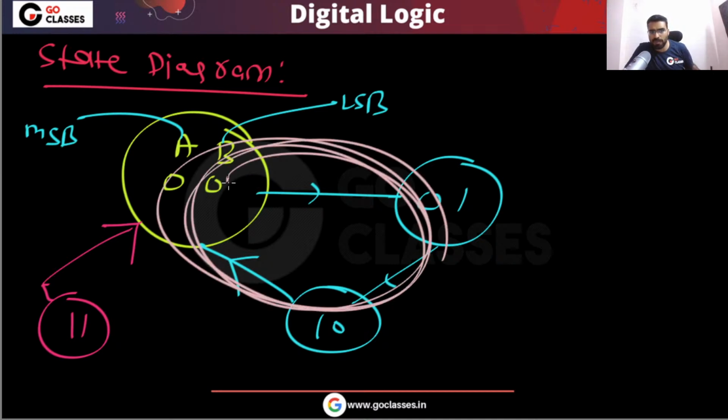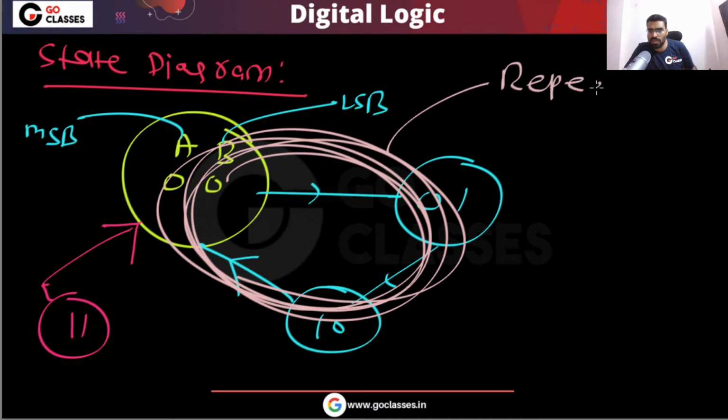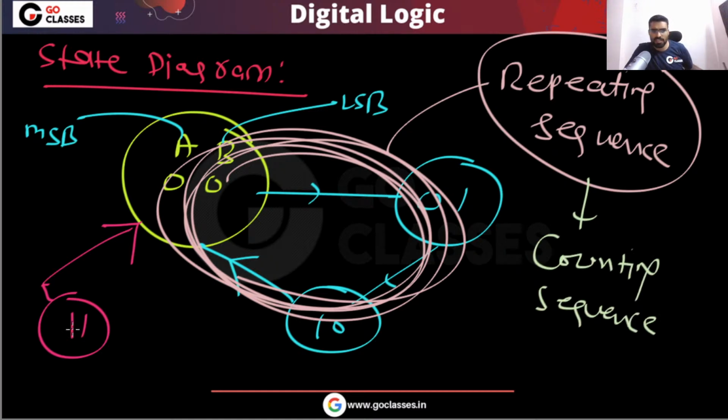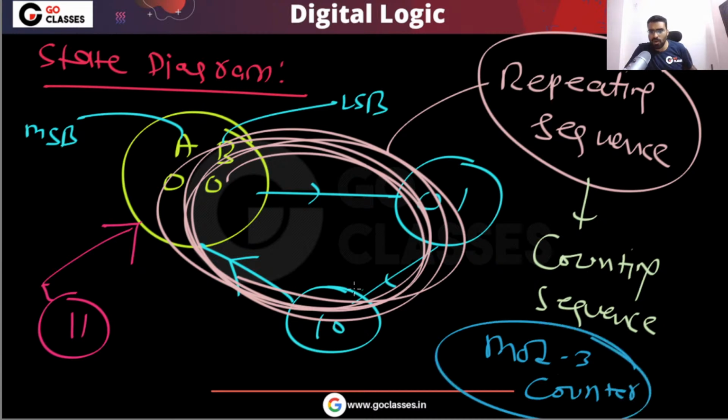Remember, this is your repeating sequence. So I can say this is the counting sequence of this counter. Okay. So finally, I can say this is a mode 3 counter, because in the counting sequence, in this repeating sequence, there are 3 states. So that is the reason this is a mode 3 counter.